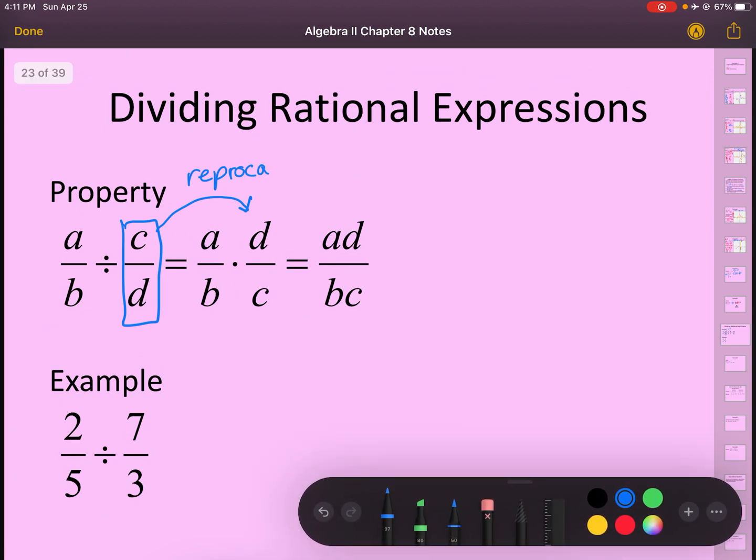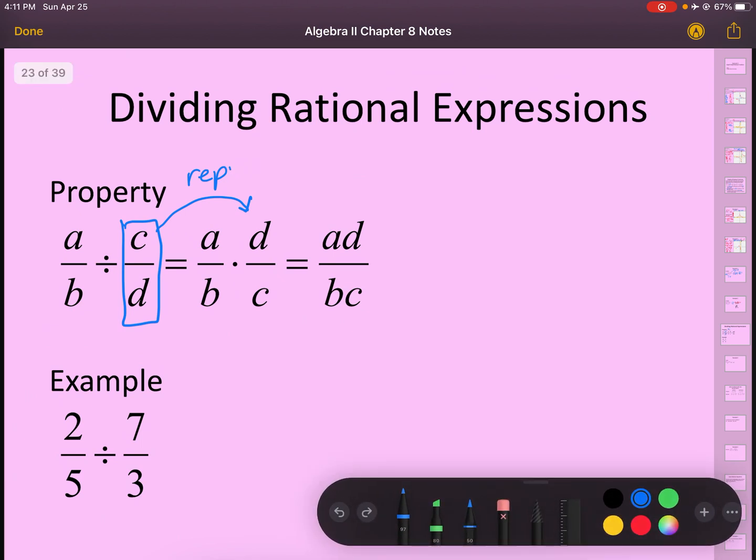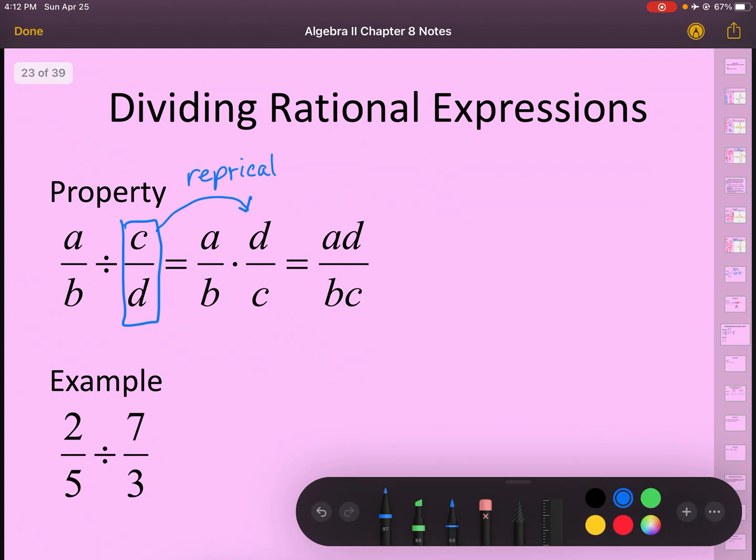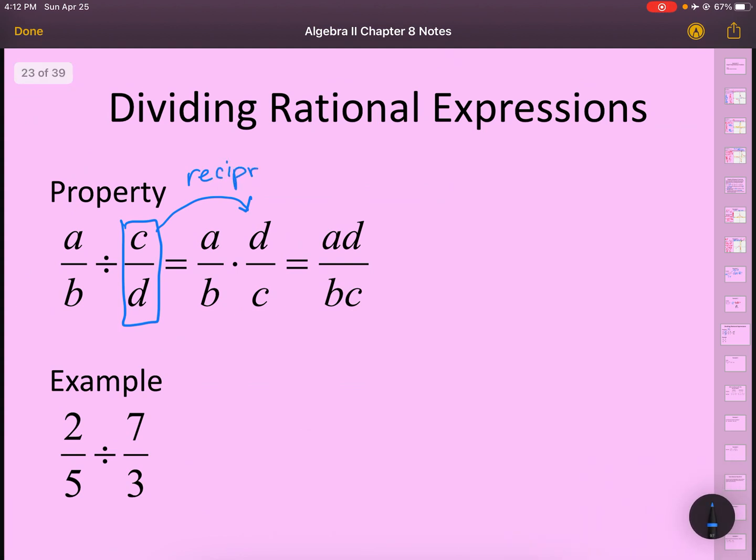And I spelled that wrong, so hold on. Okay. So if I take the reciprocal, or flip it over, and that is still spelled wrong. Oh my goodness. There we go. Alright, so basically we're just taking that second rational expression, flipping it over, the reciprocal, and still multiplying straight across.